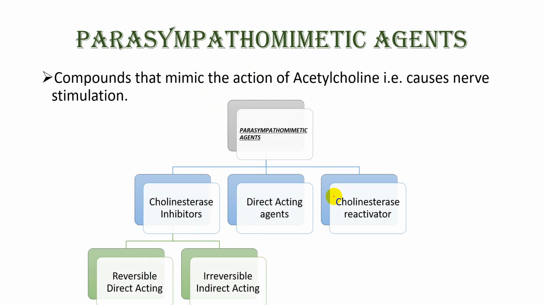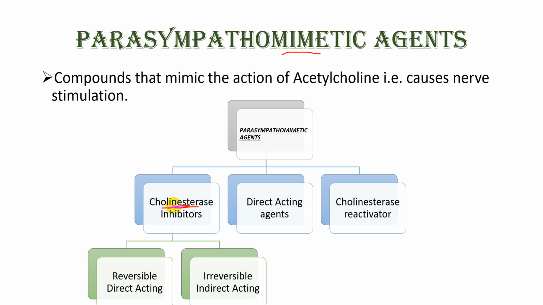Now, parasympathomimetic agents. Mimetic means mimicking, similar. So when I say parasympathomimetic agents, that means those compounds which will mimic the action of acetylcholine. They will have a similar action to that of acetylcholine. Parasympathomimetic agents are of the following types. First, cholinesterase inhibitors.